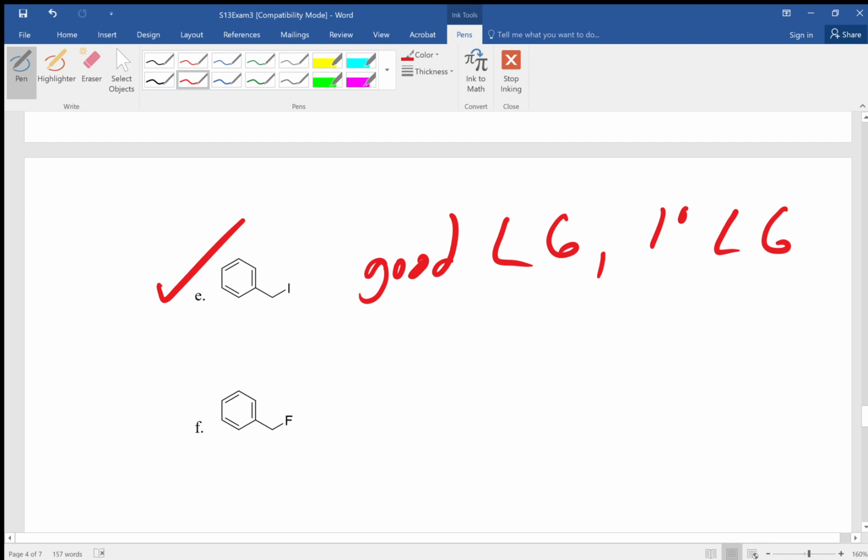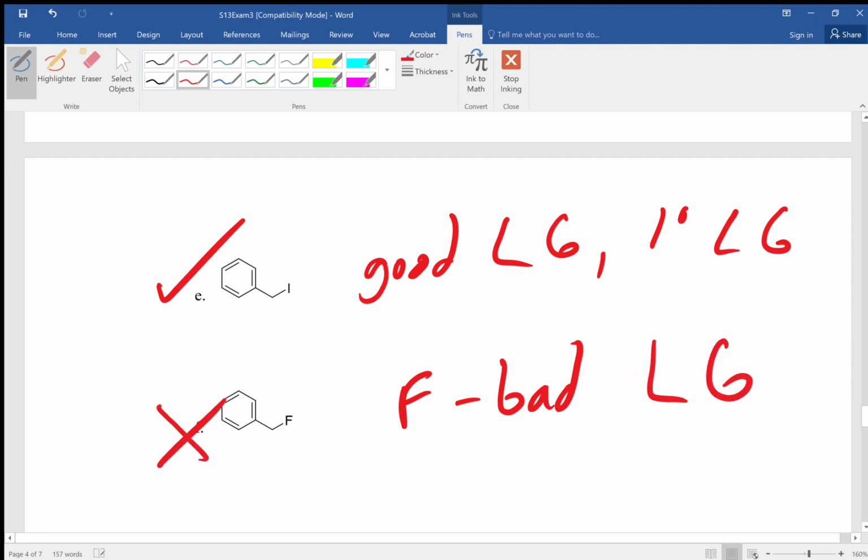And finally in part F, fluorine, even though it's a halogen, is a bad leaving group, and so it would be a poor choice here.